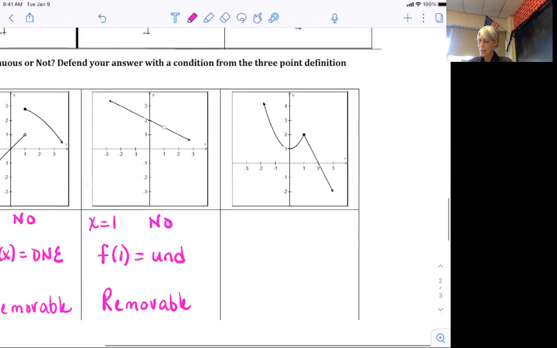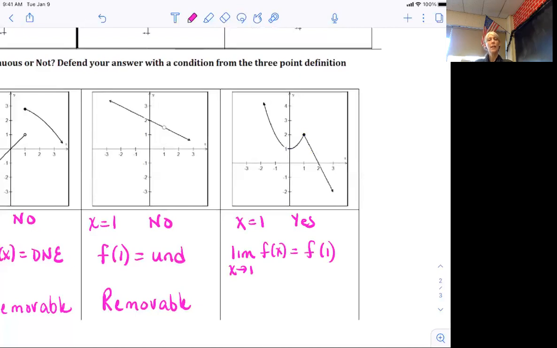And in my last example, when I look at 1, when I plug in 1, I get an answer. When I evaluate the limit, I get an answer. All 3 of those answers match. So at x equals 1, yes, this function is continuous. And the reason being, the limit as x approaches 1 is the same value that I get when I plug in 1. Okay.